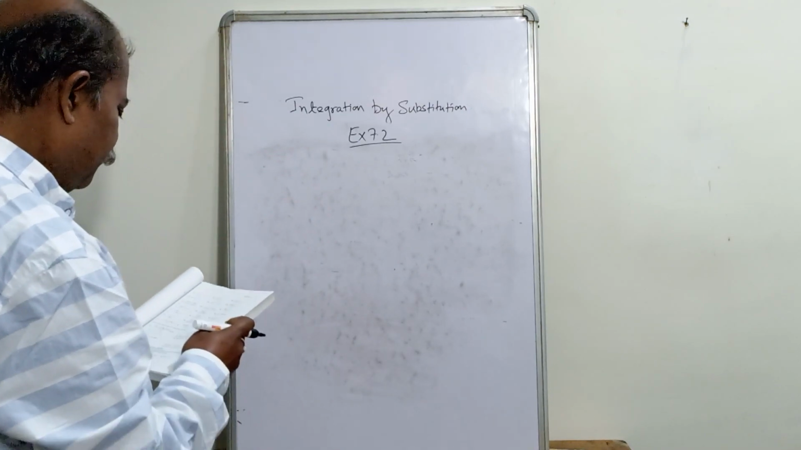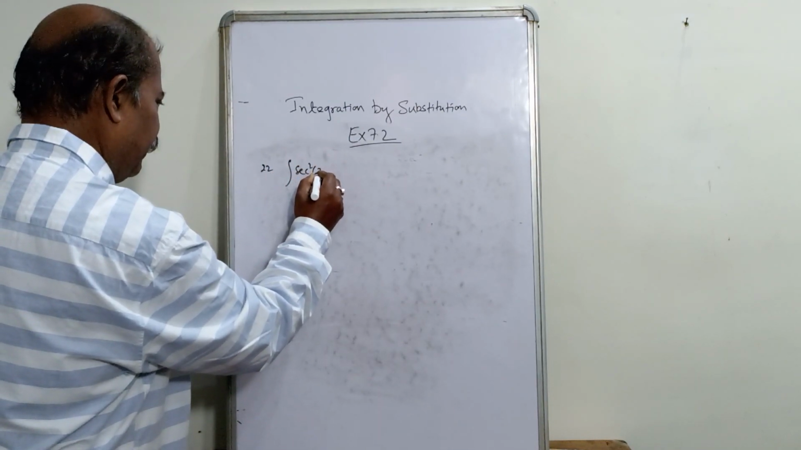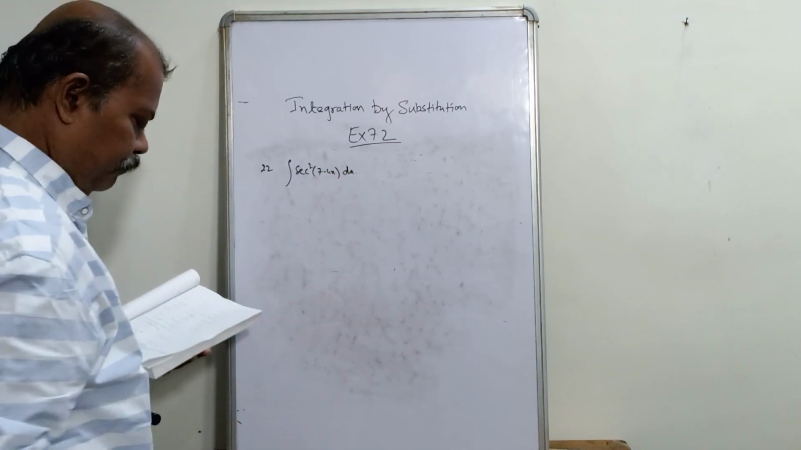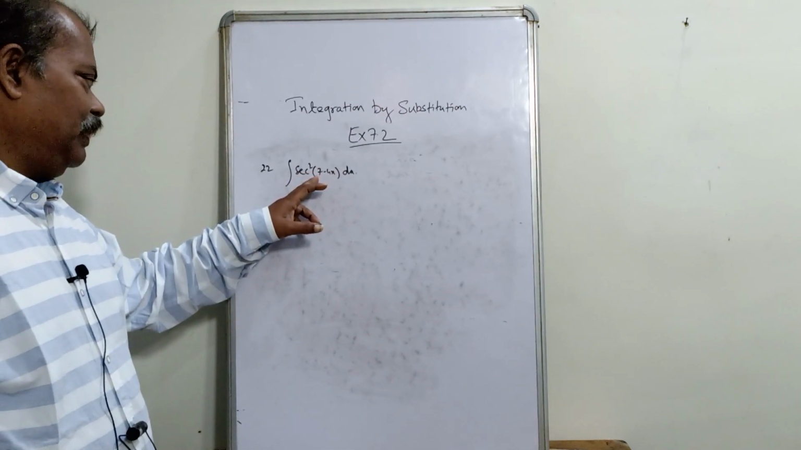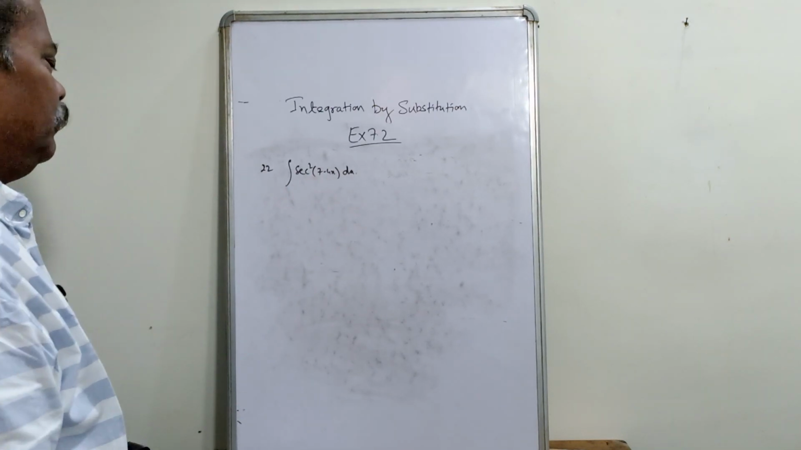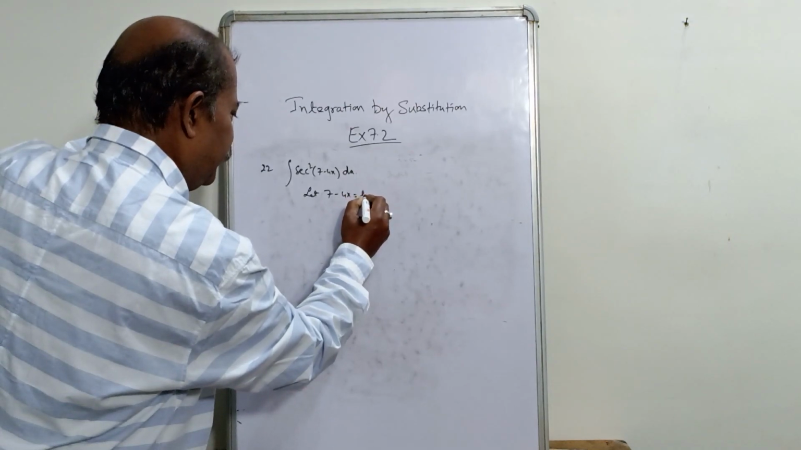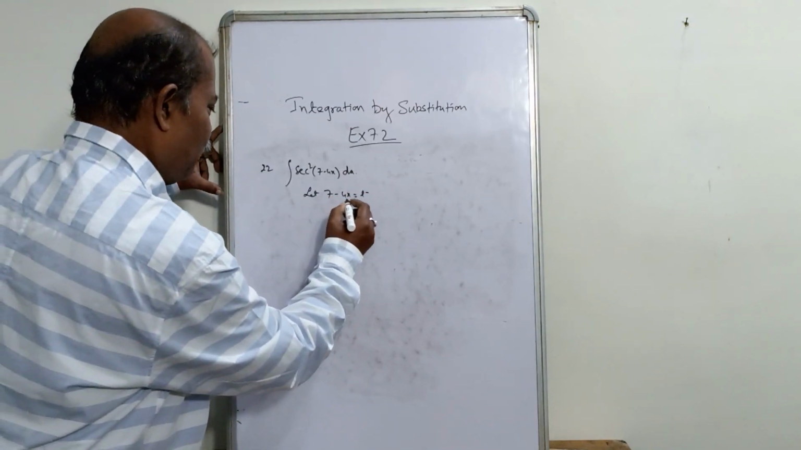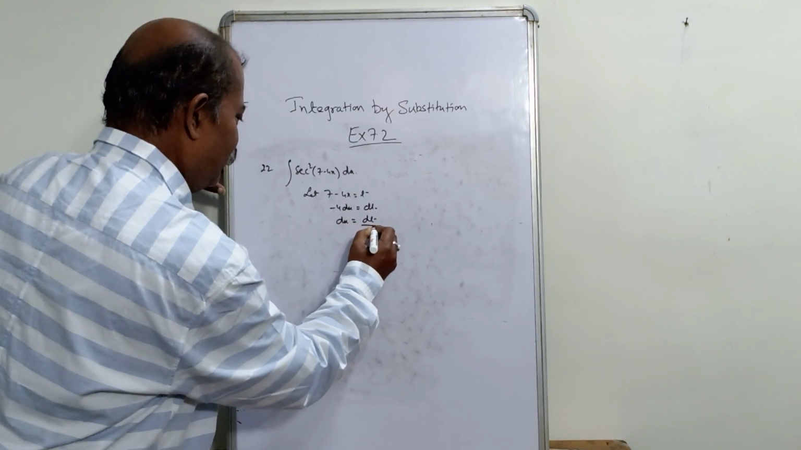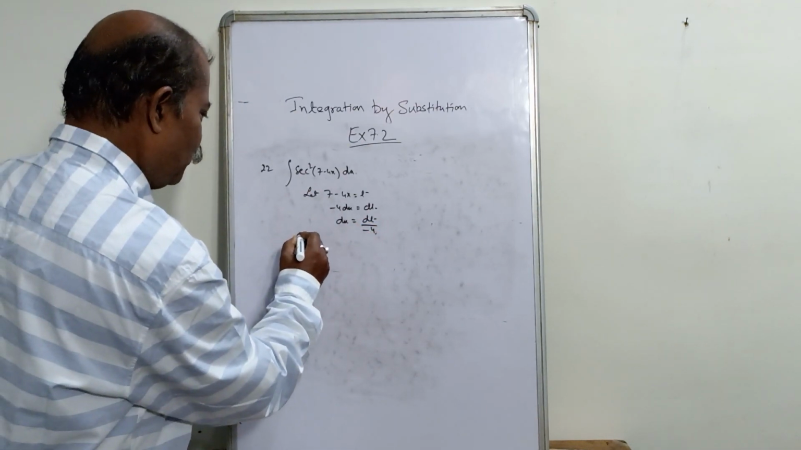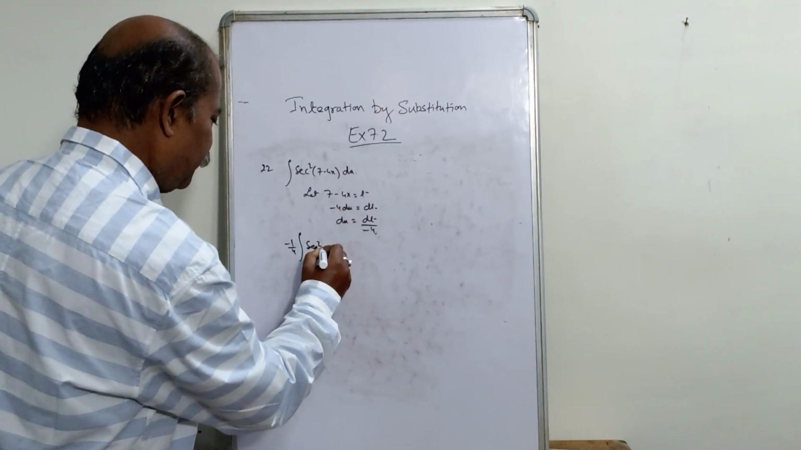The next question is the integration of sec square (7 minus 4x) dx. Here again I am not going to take the help of substitution. If I am going to use substitution, then let 7 minus 4x be equal to t. Now differentiating both sides, we get minus 4 dx is equal to dt. So dx is equal to dt by minus 4. So here the question turns out to be minus 1 by 4 times the integral of sec square t dt.